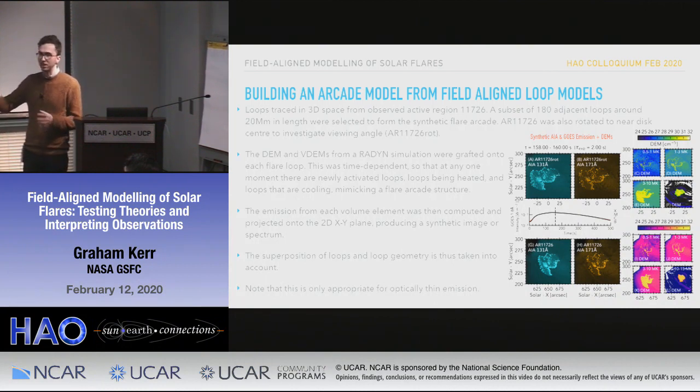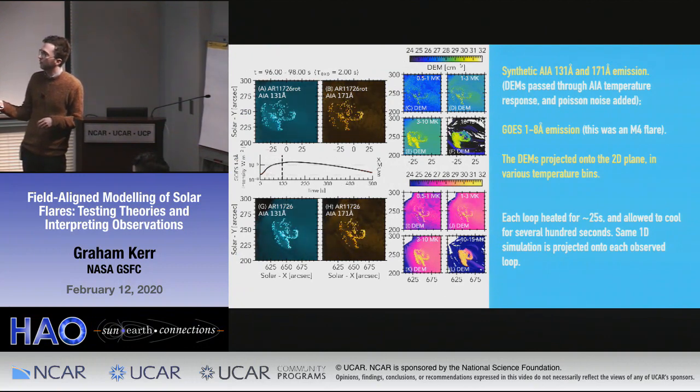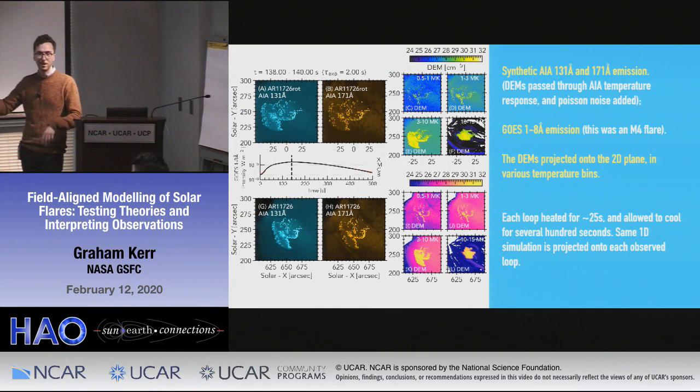Sorry, I should have said, we then take this 3D structure in each voxel and project it onto the 2D plane to mimic AIA or other observables. So this shows a snapshot of this. In fact, I'm going to just skip over to the next slide, show the movie. So this shows synthetic AIA movies of this flare arcade that we have not saturated. In reality, these would be saturated, but we took that feature out of the pipeline.